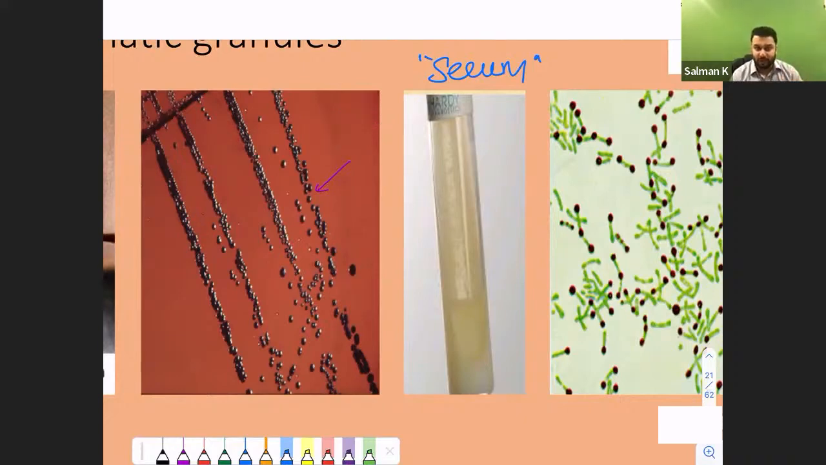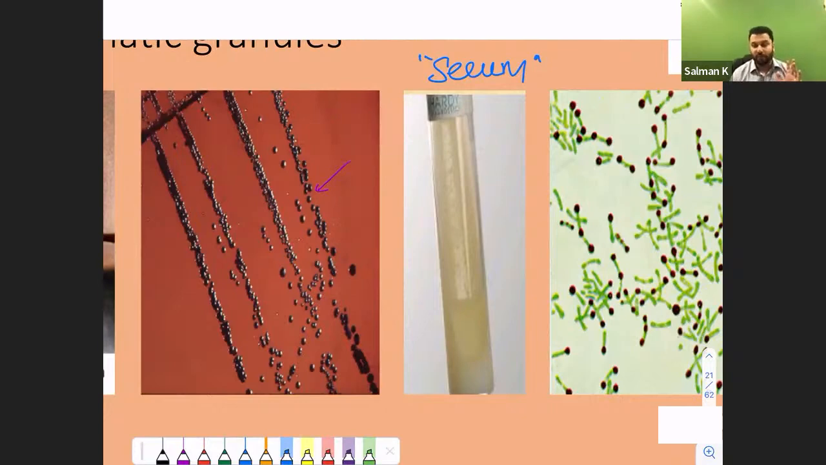What is the disadvantage? Just like any culture media, it takes time. How much time does it take? 2 days, doctors. How much time does culture media take for the reports to come back? 2 days. This one is also going to take 2 days. Okay. So the disadvantage is that it's slow, but the good thing is it is the selective one only for diphtheria.